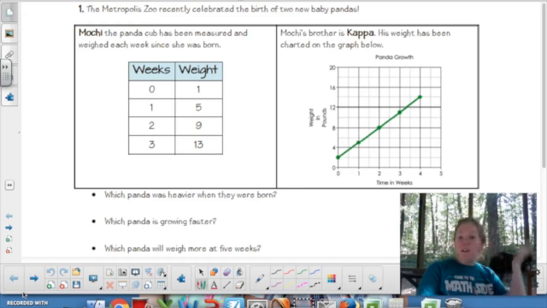So Moshi, the panda cub, has been measured and weighed each week since she was born, and they give us a table over here. Kappa has been charted on this graph.